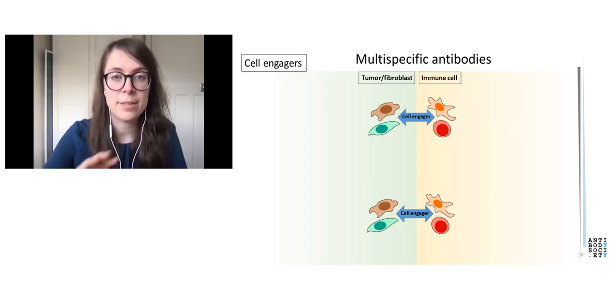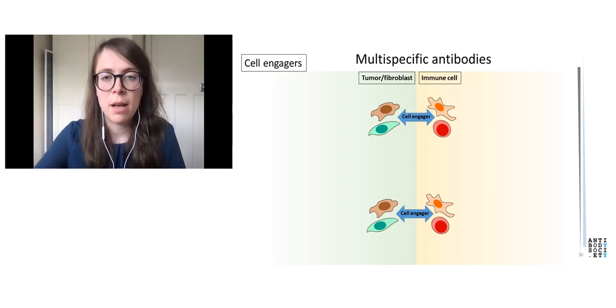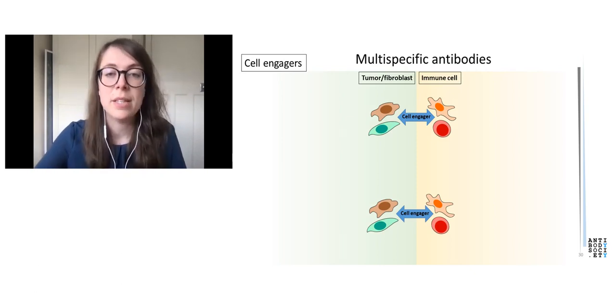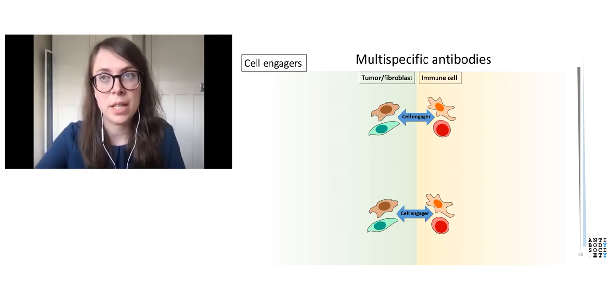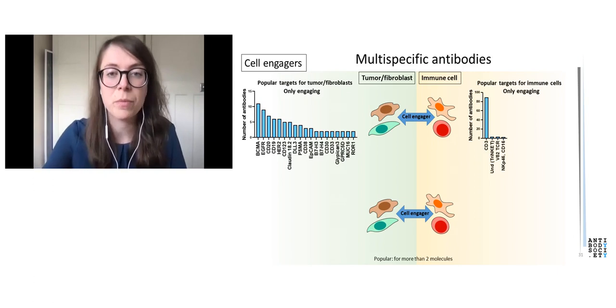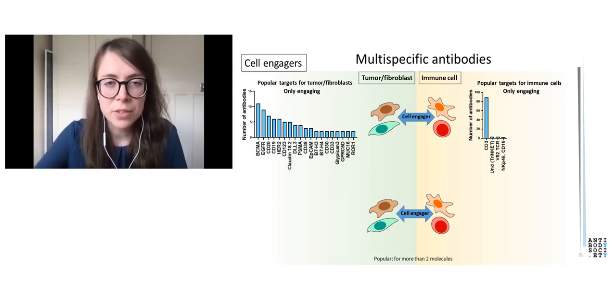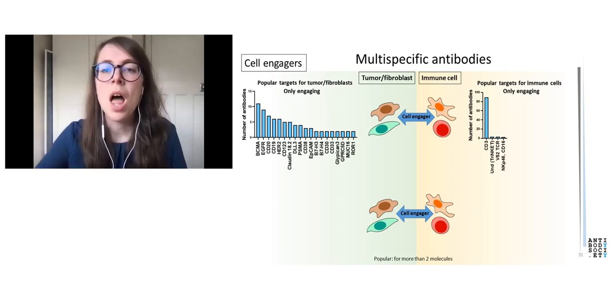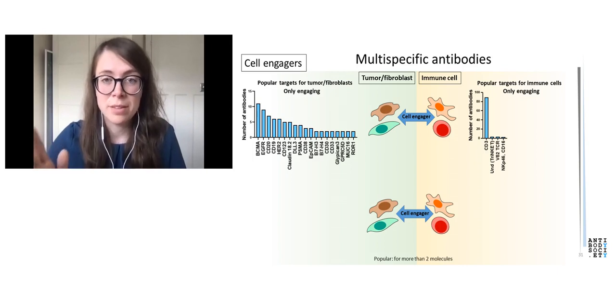And then we analyzed the targets. Now you will see appearing on the left the popular targets for targeting the tumor, and on the right the popular targets for targeting immune cells. In the cell engagers only group, there is a variety of targets for targeting the tumor. The most frequent one is BCMA, followed by EGFR, CD20, CD19, HER2. While for targeting immune cells, most of the antibodies, 90%, use CD3.